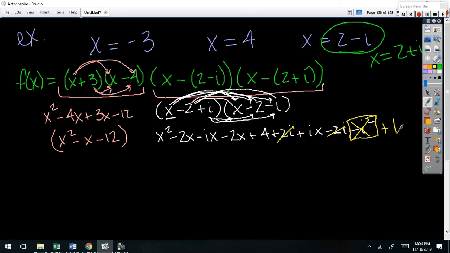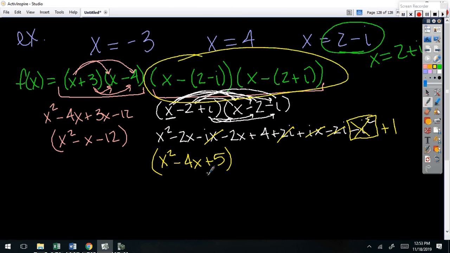Negative ix and positive ix. Remember what happens when we multiply complex conjugates together? All the i's go away. Makes it look not so bad anymore, right? So this becomes x squared minus 4x plus 5. Who would have thought that this would multiply out to that?